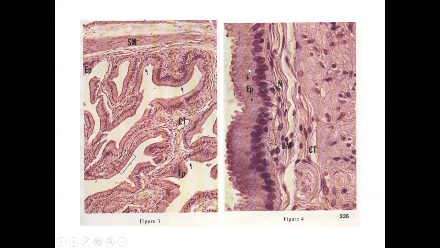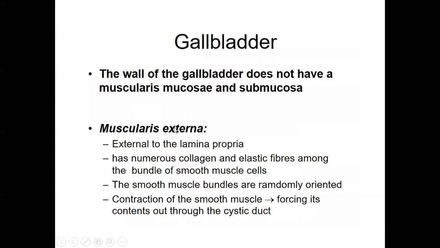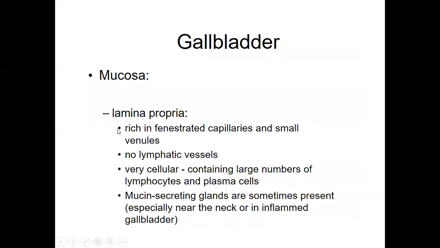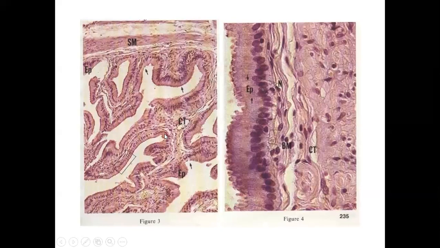Okay, so you can see this is the epithelium, the columnar epithelium that I showed you just now. Then the lamina propria. So just now I mentioned that the lamina propria is rich in fenestrated capillaries and small venules. Sometimes you can see the capillary and venule in the lamina propria.